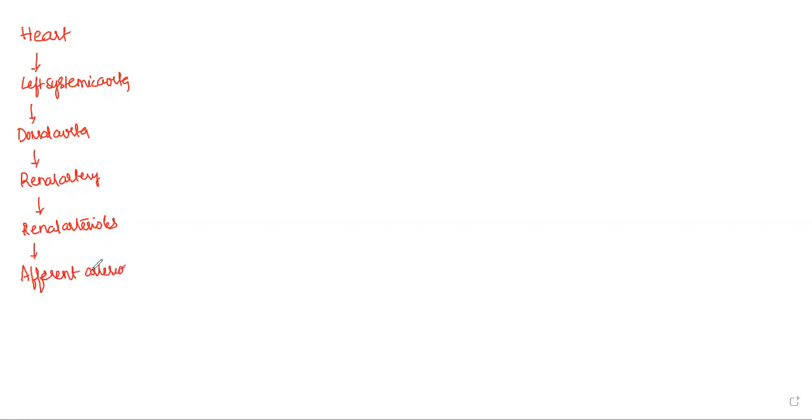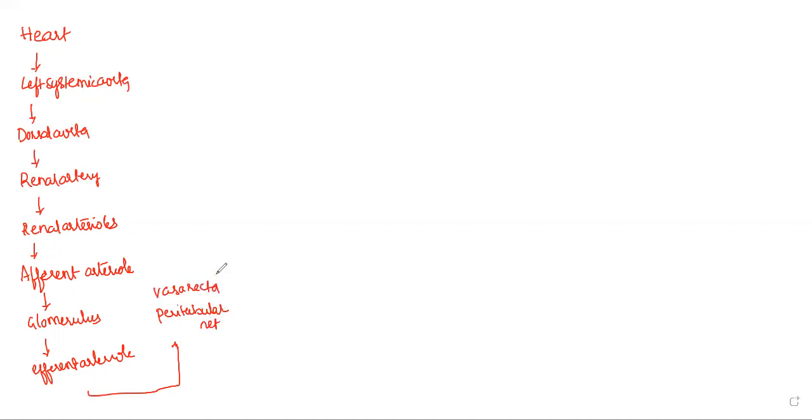Afferent arteriole forms glomerulus. And glomerulus will come out in the form of efferent arteriole. Then from the efferent arteriole, above on the PCT and DCT, what is there? Peritubular net. Then above on the descending and ascending limb of Henle's loop, vasa recta.